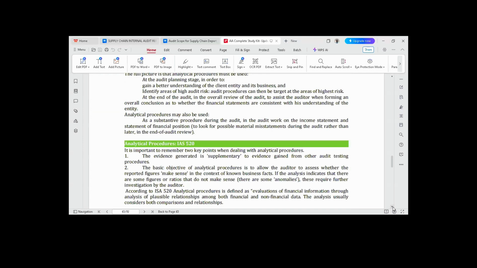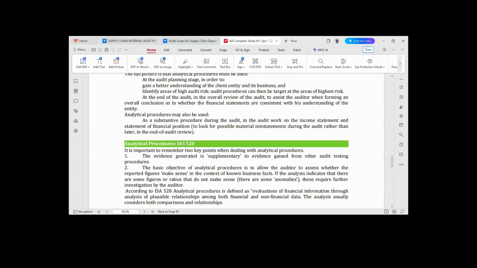Okay, let's continue. The next area we're looking at is analytical review procedures, ISA 520. It's ISA 520, not IAS. So it's a grammatical error or typo error.